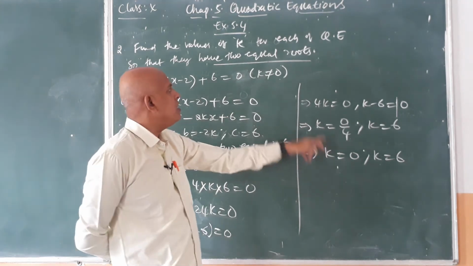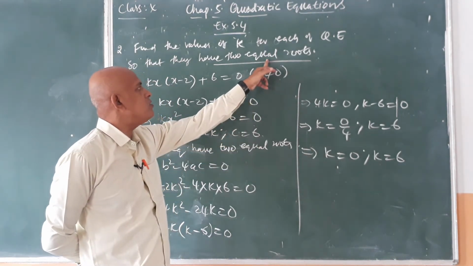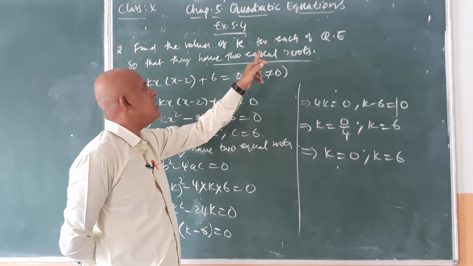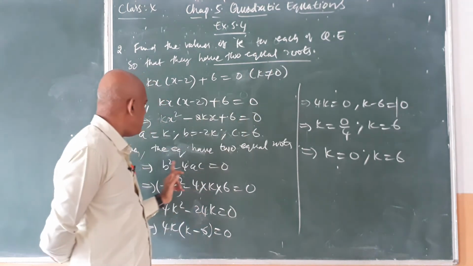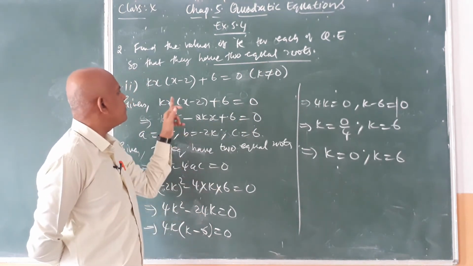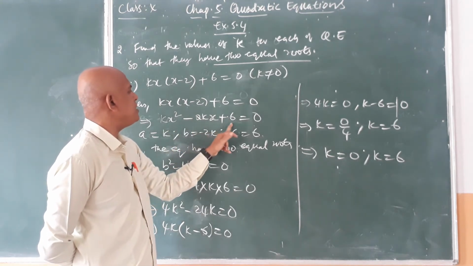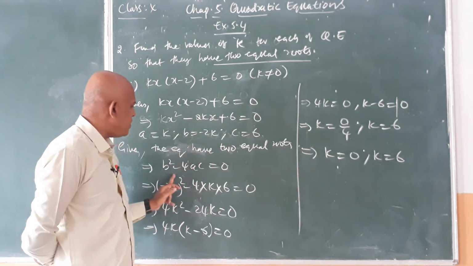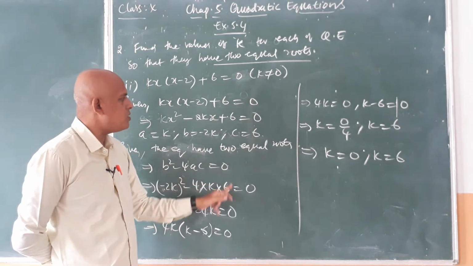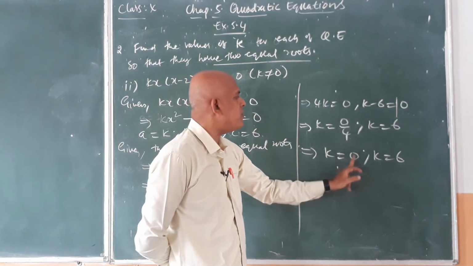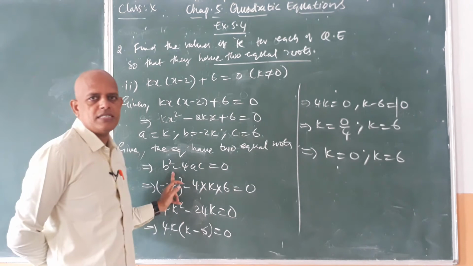So here, when the roots are real and equal, they have given that the roots are equal, then we have to equate the discriminant value to 0. We made the given equation into the general form ax square plus bx plus c. After writing the a, b, c values, we have to substitute b square minus 4ac is equal to 0, so that we can find the values of k. k is equal to 0, k is equal to 6.